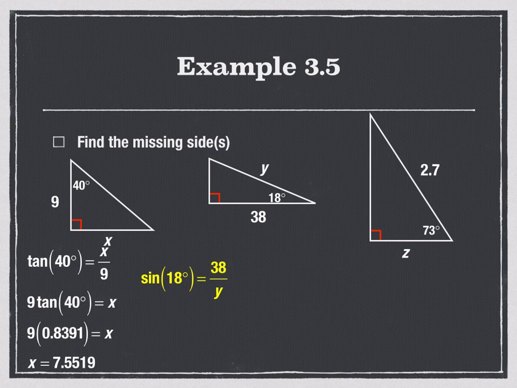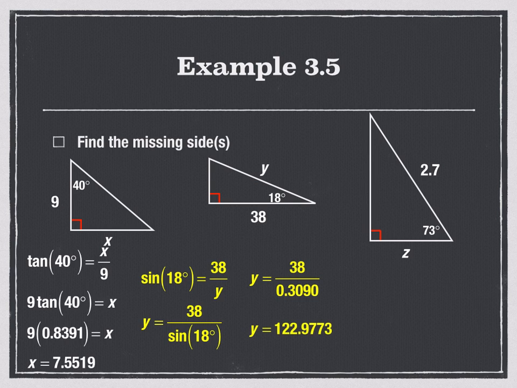Something's different here. The variable that I'm actually attempting to find is in the denominator. So in order to clean it up, I multiply both sides by y, and I divide both sides by sine of 18 at the same time, and I end up with this. I look sine of 18 up in my trigonometric table, or you type 38 divided by sine of 18 into the calculator, you hit enter, and we get about 122.9.